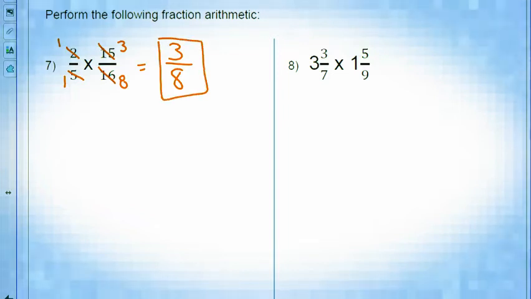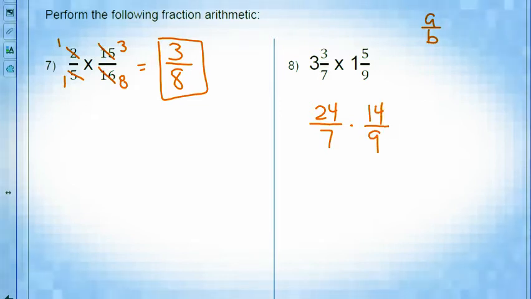The next problem is very similar, except I've got mixed numbers, so I need to get these in the form of A over B before I can multiply. So 7 times 3 is 21, plus 3 is 24 sevenths times 9 times 1 is 9, plus 5 is 14 ninths.